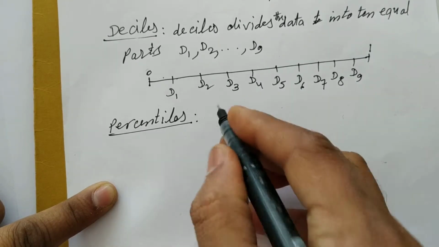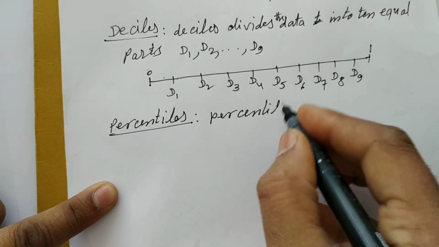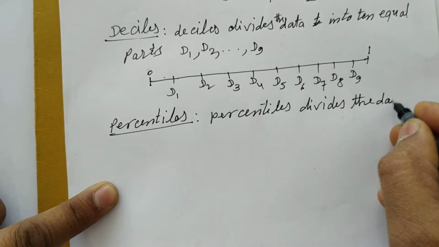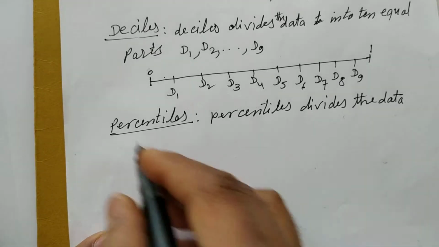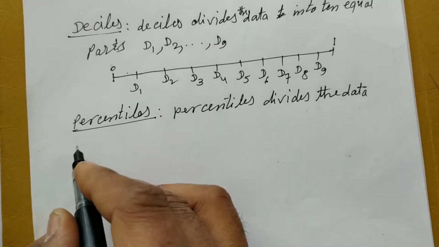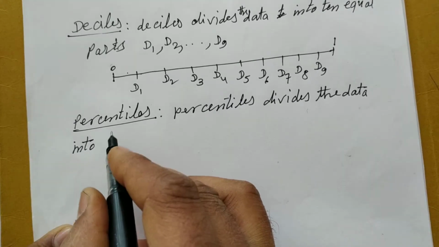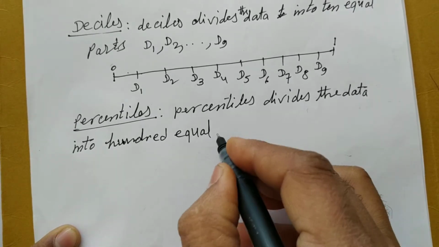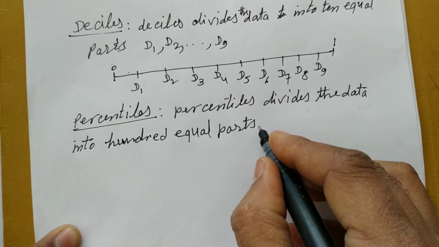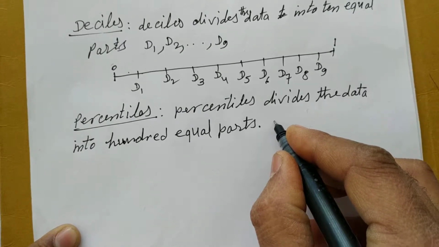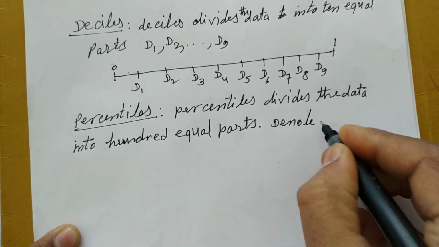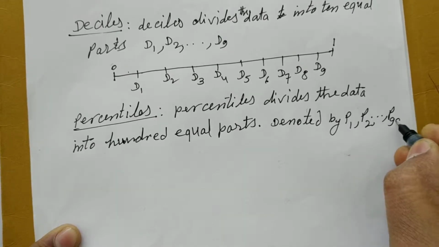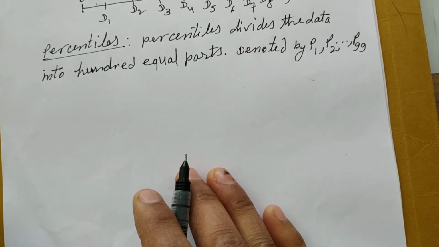Percentiles divide the data into 100 equal parts, and generally percentiles are denoted by P1, P2 up to P99. So these are the denotations of percentiles.